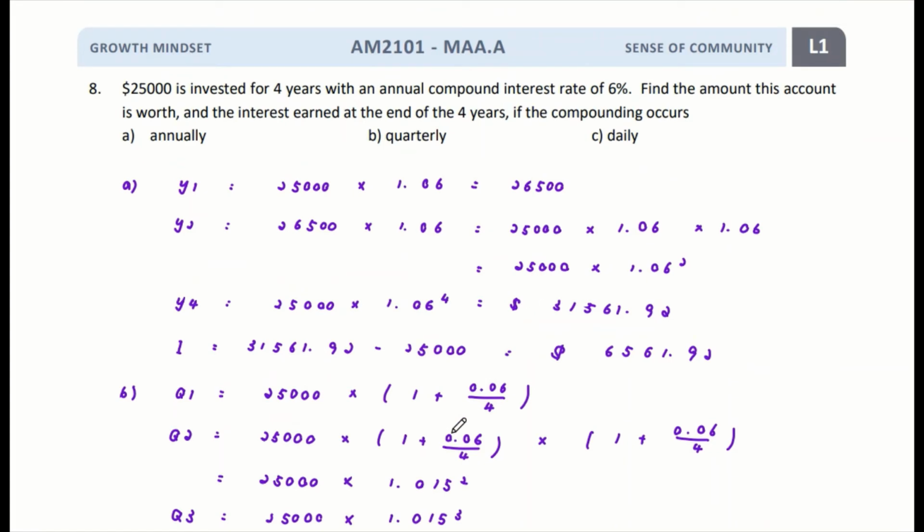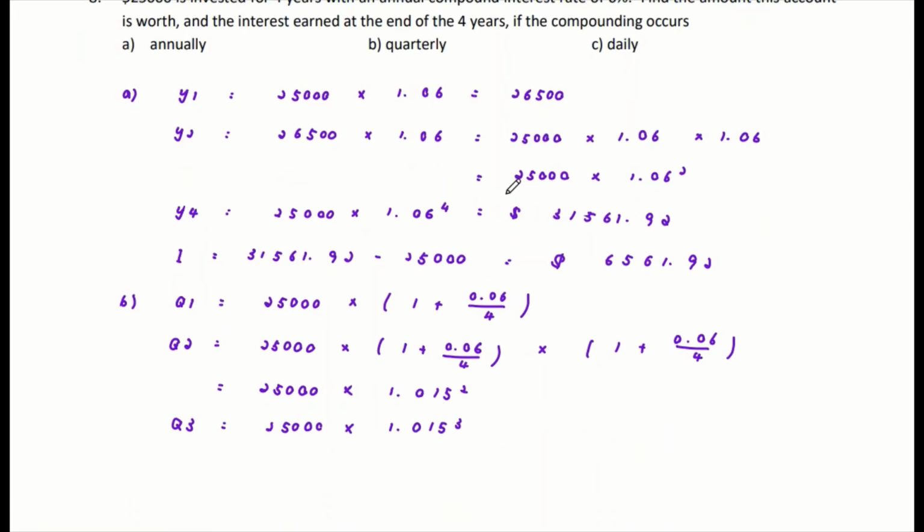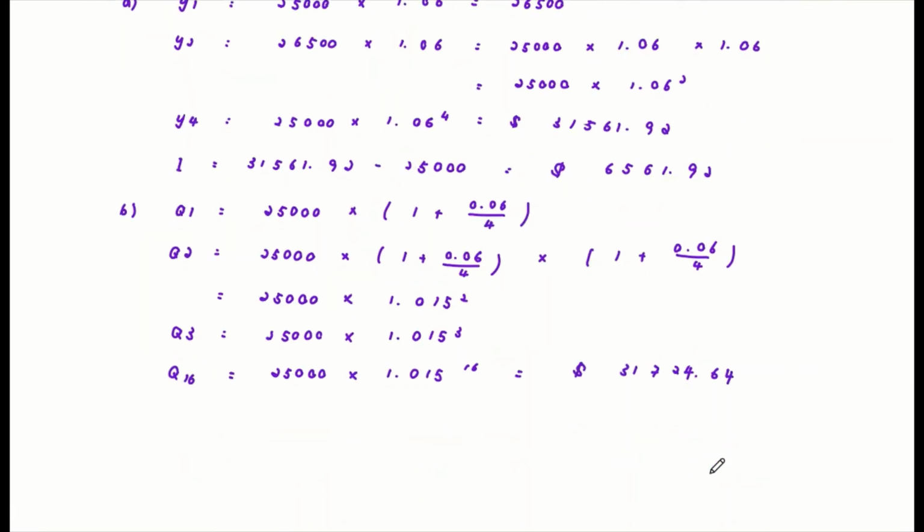So now we are talking about the end of the 4 years. After 4 years, how many quarters have you actually gone through? Each year you have 4 quarters, which means 4 years you have 16 quarters. So we are finding Q16. In this case, it will be equal to 25000 multiply 1.015 to the power of 16. So at the end, we'll be able to get our answer, 31724.64. What you can realize here is that this value is slightly higher than this one.